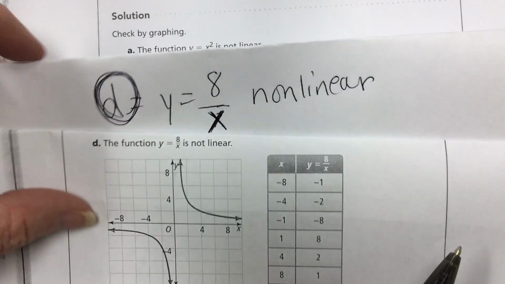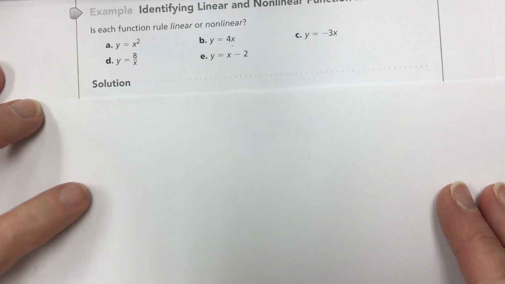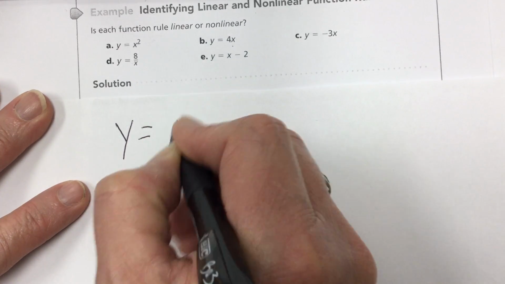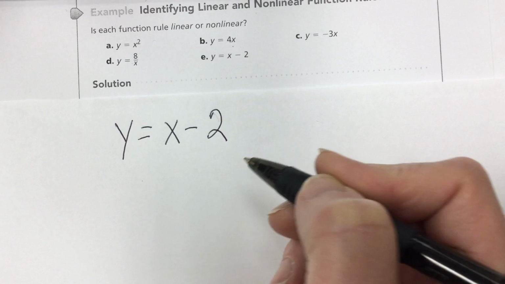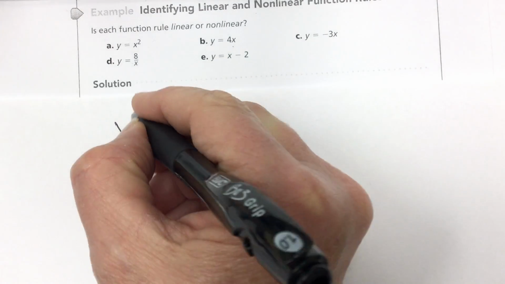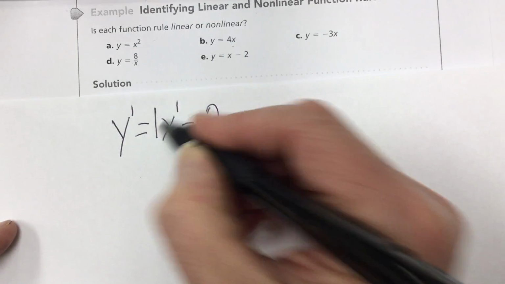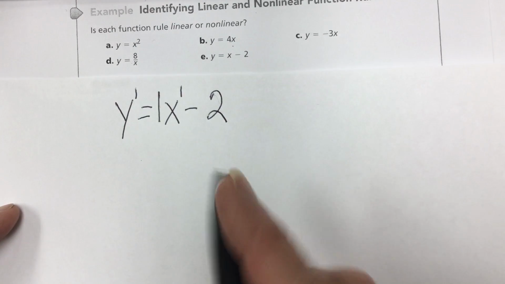And then the last one we have is E. Let's look at E. E is y equals x minus 2. Is this linear or is it non-linear? Well, you can see that it is in the form of y equals mx plus b. Both x and y are to the first power. You can see that it's in the form. It's got a slope of 1. You see it's got a y-intercept of -2.